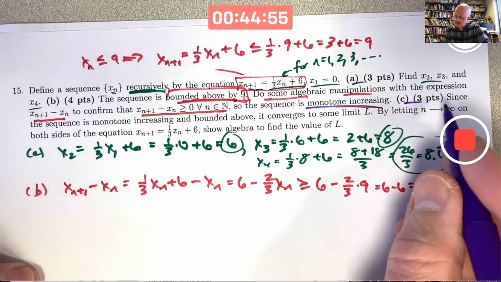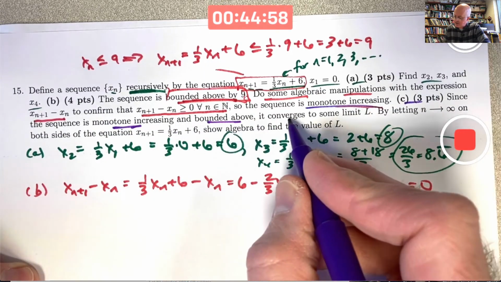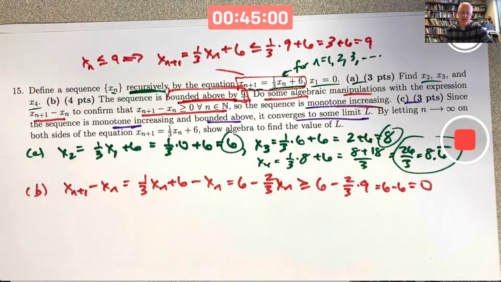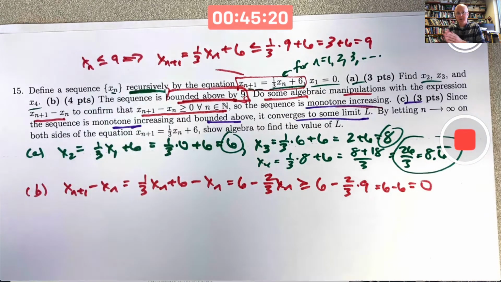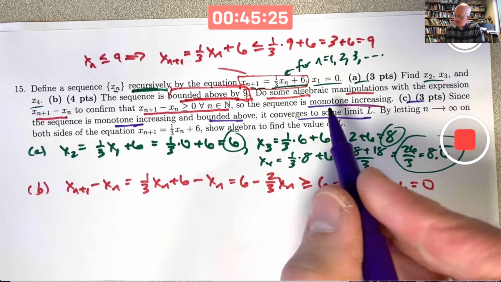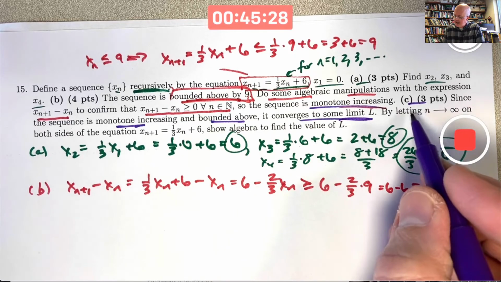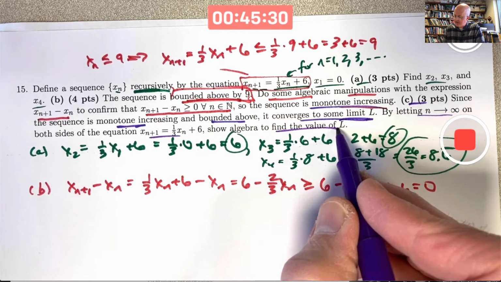And part C says, since the sequence is monotone increasing and bounded above, it converges to some limit L. That's a fundamental theorem in real analysis, that a bounded monotone sequence converges. If it's bounded, it doesn't matter if it's monotone increasing or decreasing. You can also say a monotone increasing sequence that's bounded above converges, and a monotone decreasing sequence that's bounded below converges. It converges to some limit L. By letting n go to infinity in this equation, find the value of L.